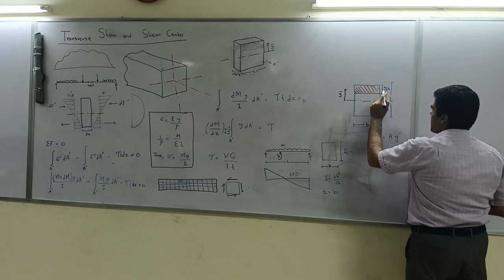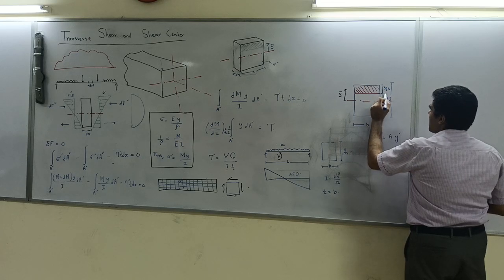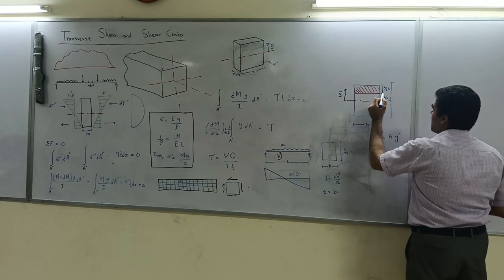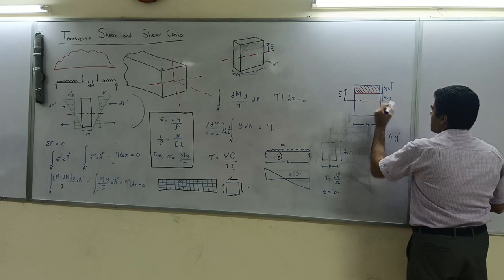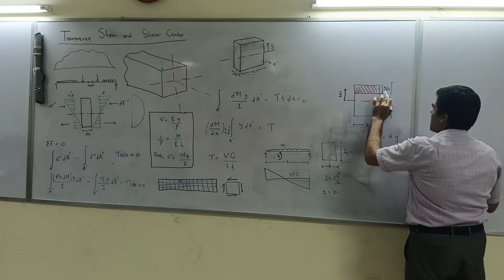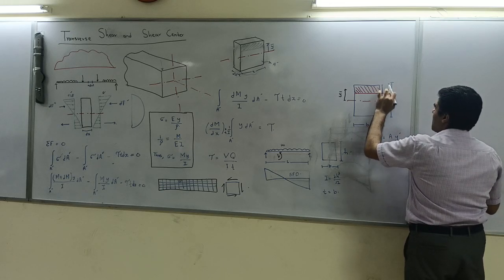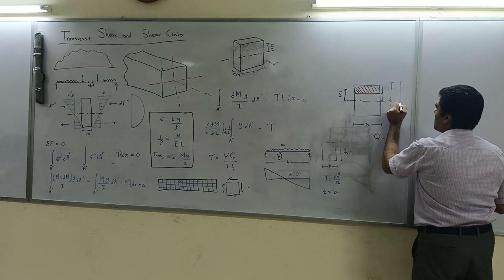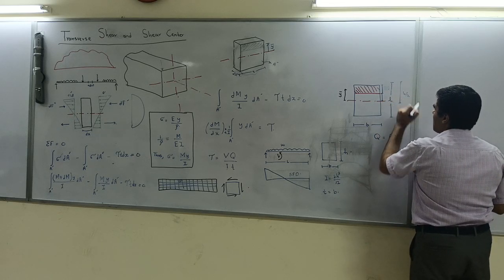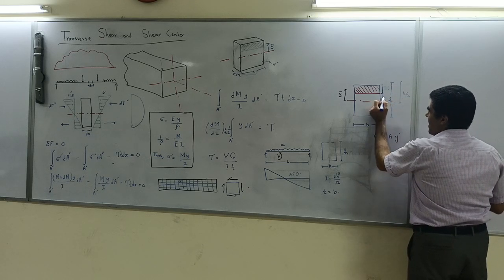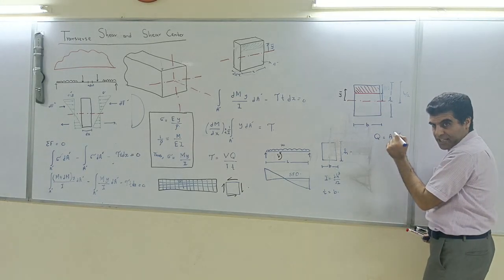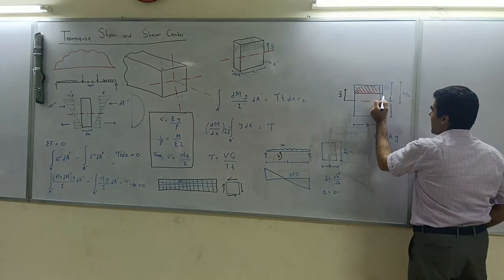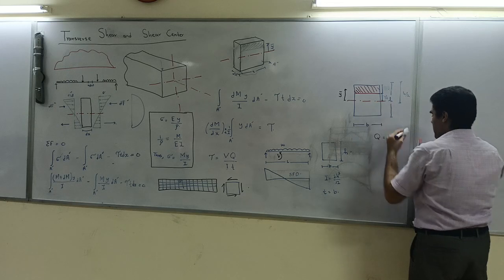This is h by 2. Imagine this is 1/3 of h by 2. So 1/3 is h by 6.